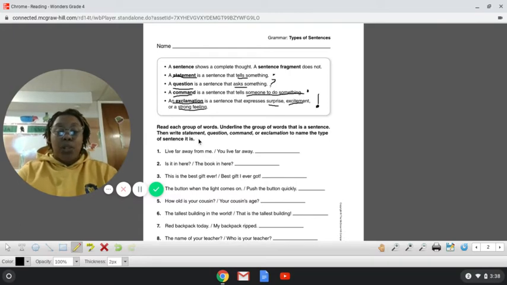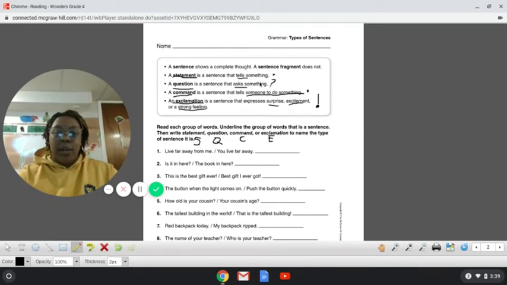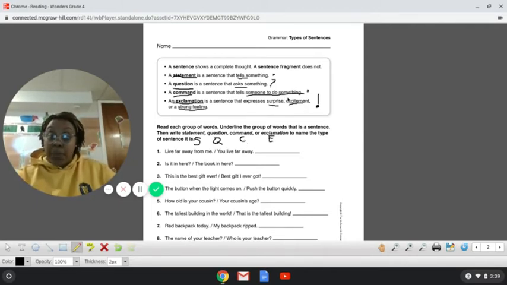So I'm going to just write S for statement, Q for a question, C for a command, or an E for an exclamation. So that'll save me a little time. Instead of writing out the full word, I will write an S if it's a statement telling me something, a Q if it's a question asking me something, C if it's a command telling someone to do something, or E, an exclamation that's excited and showing strong feeling.